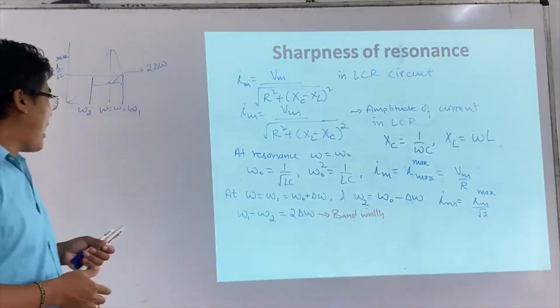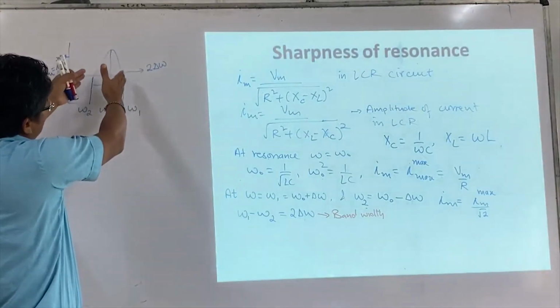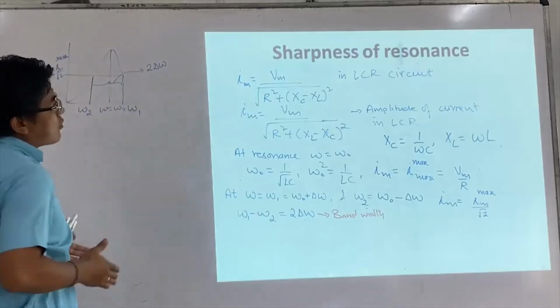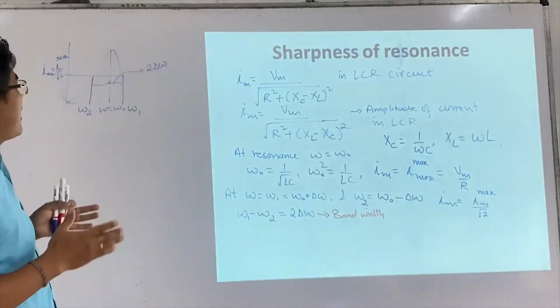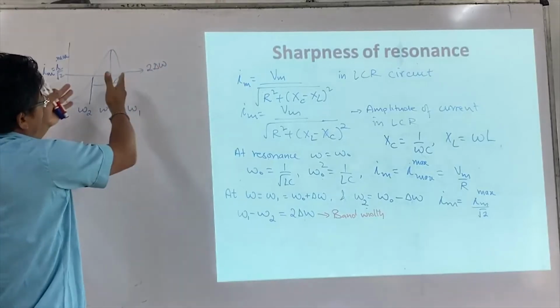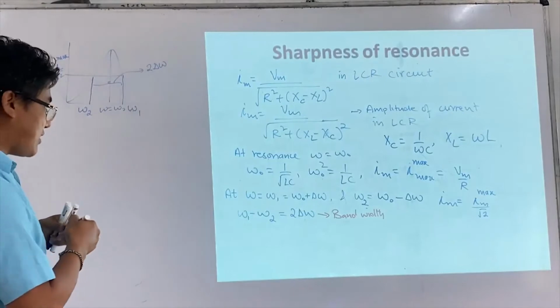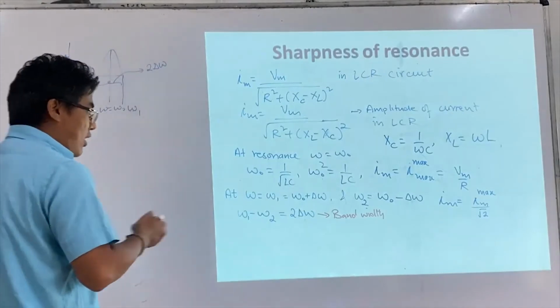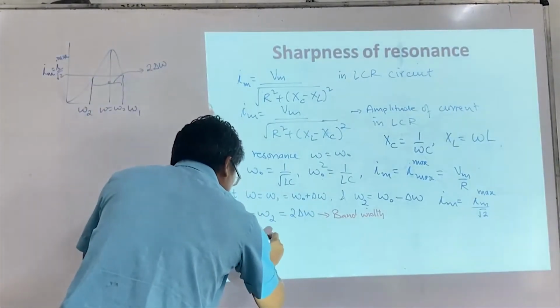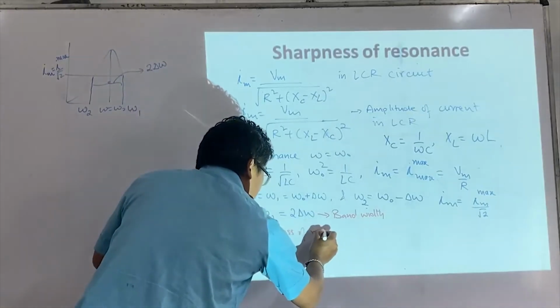Now what I would like to study is this bandwidth, right? If I keep this very sharp, then the sharpness of resonance is high, and if I keep this a little wide, then the sharpness is less. So I would like to define a physical quantity called the sharpness of resonance.